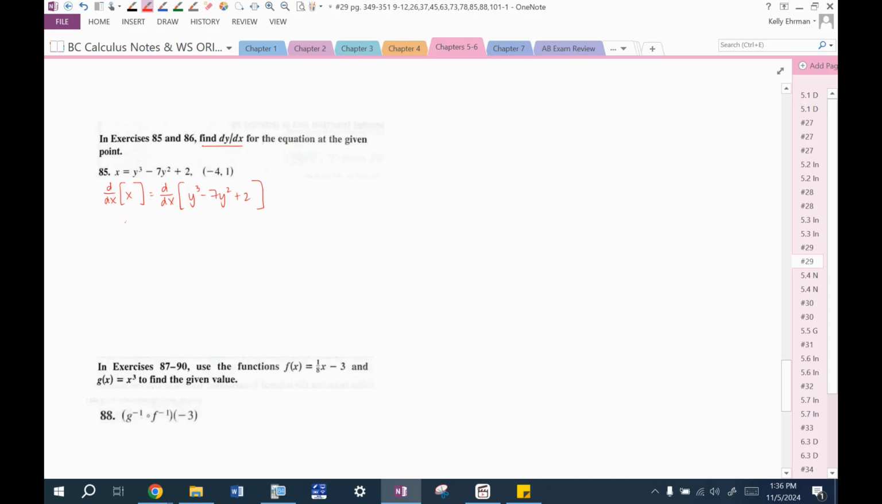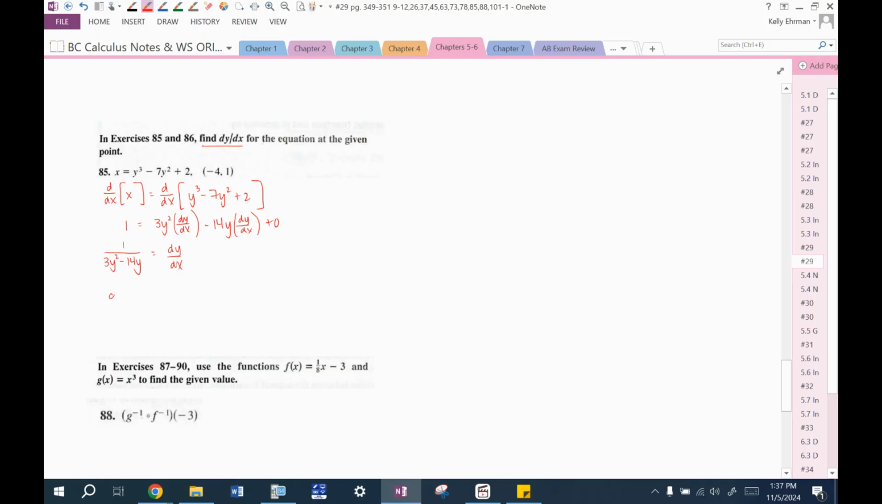The derivative of x is 1. Derivative of y to the third is 3y squared, and we have to use the chain rule, dy/dx. Minus 14y, again, dy/dx, plus 0. So if we factor out a dy/dx, we would have 3y squared minus 14y. So I'm just going to divide that parentheses over. So that equals dy/dx.